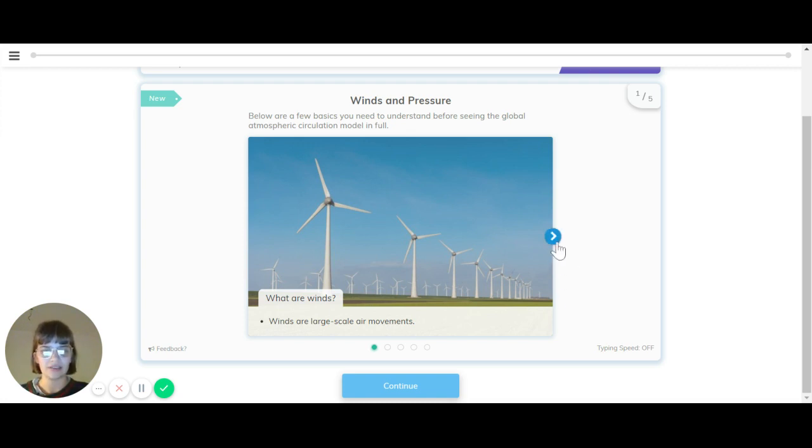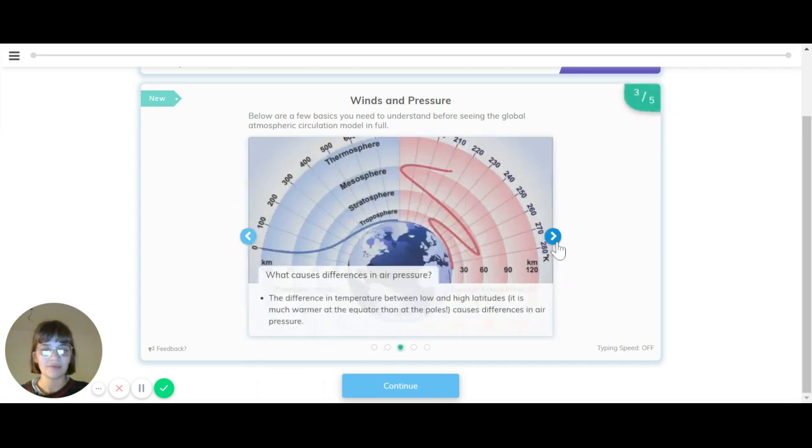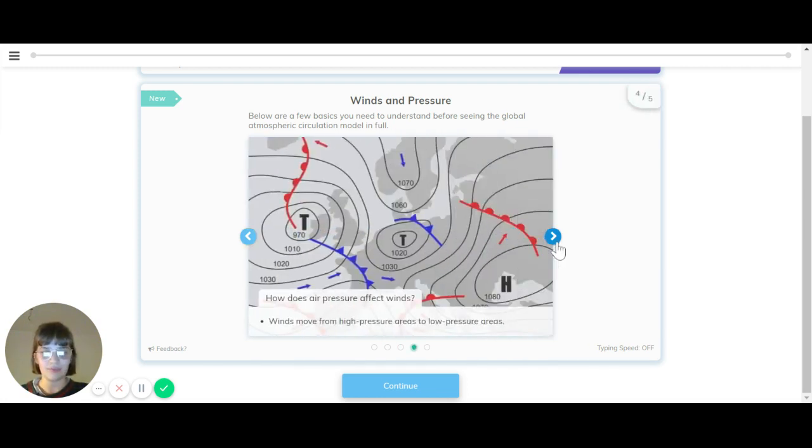So, what are winds? Well, winds are large-scale air movements. They're caused by differences in air pressure, and these differences in air pressure are caused by a difference in temperature between low and high latitudes. This is because the air is much warmer at the equator than at the poles, which causes differences in air pressure. Air pressure then affects winds because winds move from high pressure areas to low pressure areas.